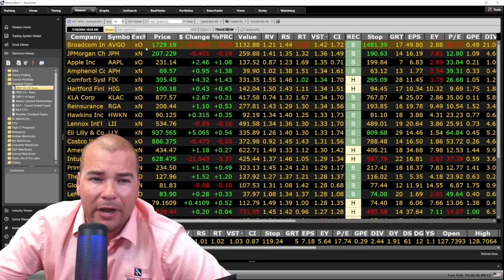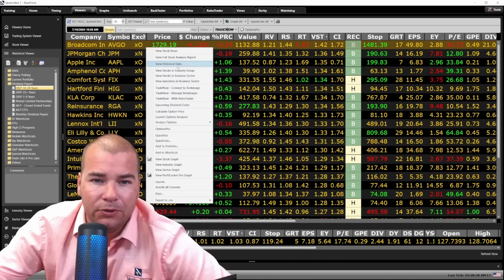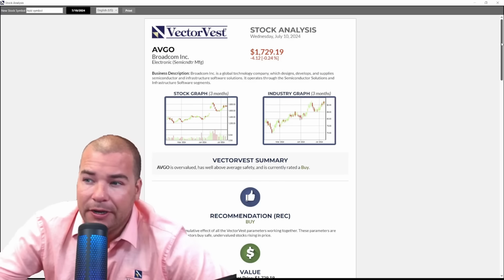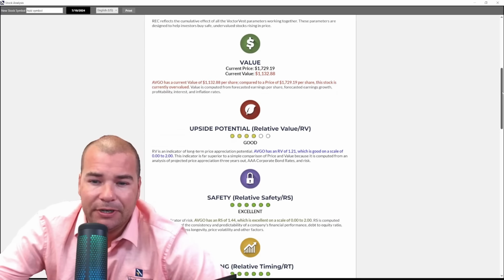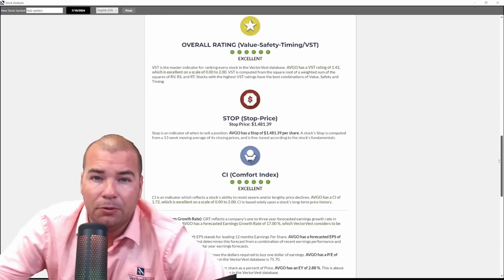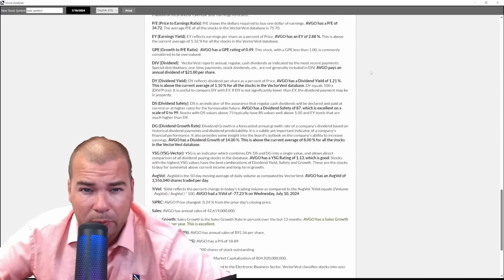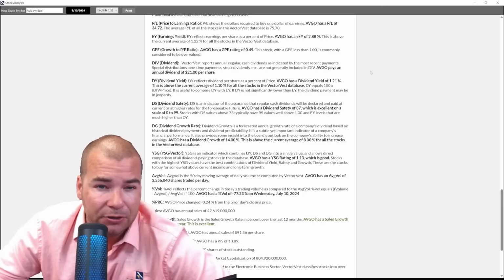So let's go ahead and right click on one of these stocks. We're going to go to View Full Stock Analysis Report. Now, if you've never seen one of these or ever been here, this actually gives all the descriptions and definitions of all of our indicators. So if you want to better utilize the VectorVest 7 software and know more about these indicators to make money with them, definitely check this out, as this will be a great resource.